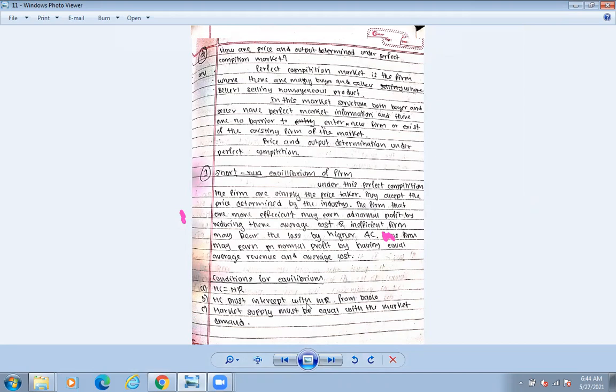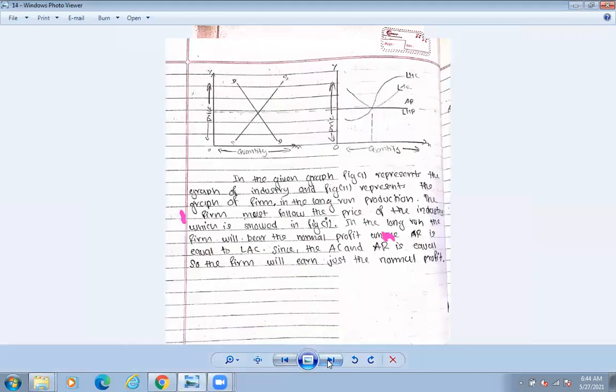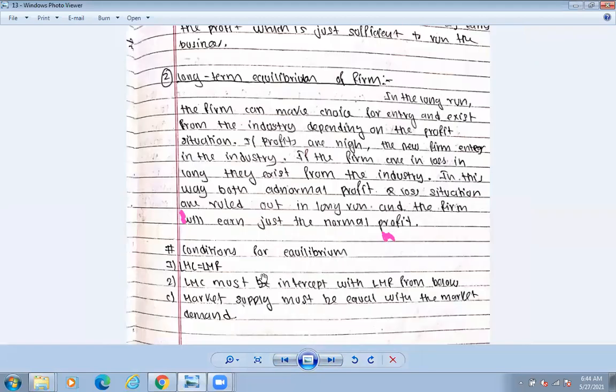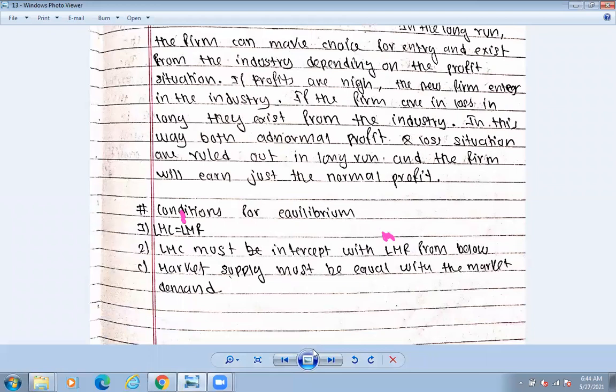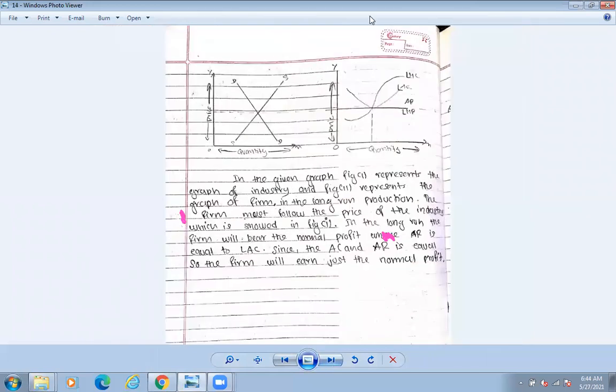LMC must intersect with MR from below. So the same thing: market supply must be equal with the market demand, that we need to write down. Okay, so let us go to the next topic now, I mean to say that let us end this topic.